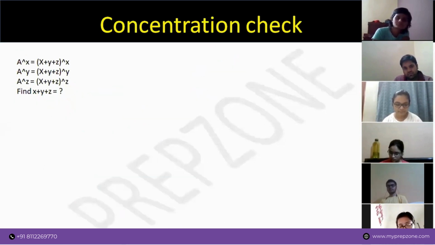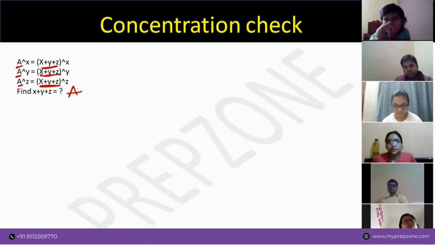See, just by looking at it, you can say now a to the power x is equal to x plus y plus z to the power x, which means a can be equal to x plus y plus z. Then again, a can be equal to x plus y plus z, which means x plus y plus z is equal to a. Just see the question and then answer it. No calculation. This is not even a CAT level, but still it can be asked in CAT.